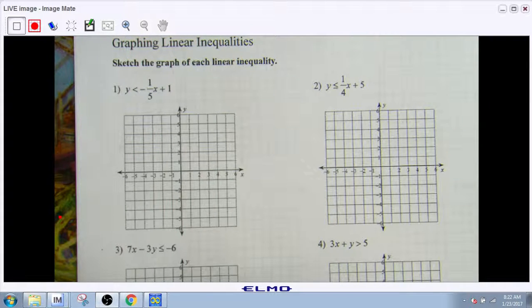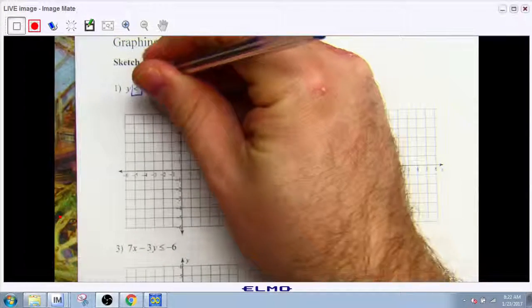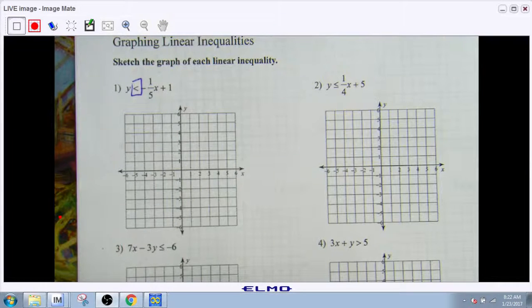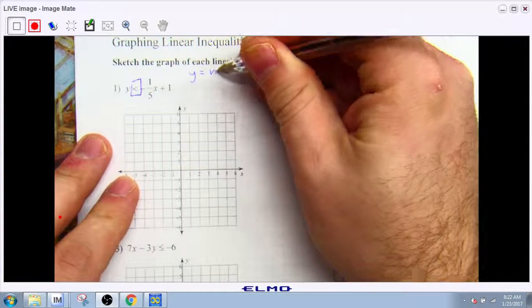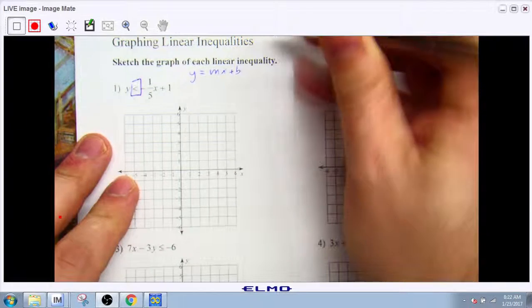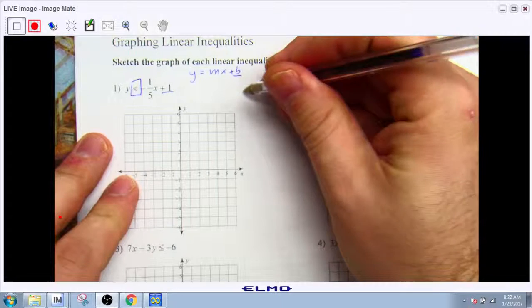So here's where it comes in. We'll start with this first one, where it's y is less than negative 1/5 x plus 1. And what I want you guys to notice here is that even though this is not an equal sign, we are going to graph it as though it were. It's going to behave very similarly to an equal sign. So that means this is going to be very similar to y equals mx plus b. So I know that 1 is my b, and my b is my y-intercept.